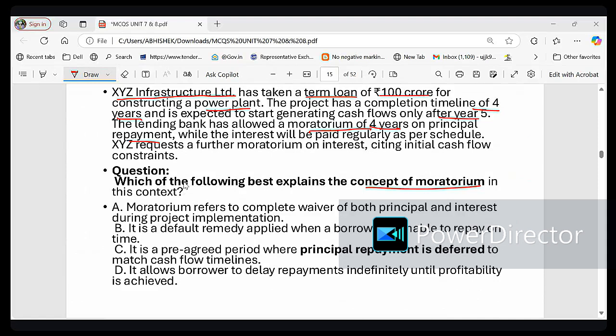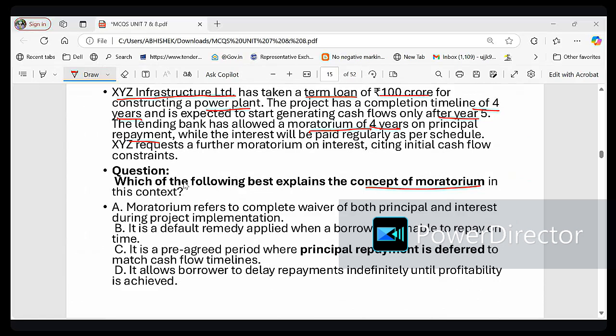You can think of it this way. Suppose you took a loan from your friend to open a restaurant. It will take 2 years to set up before you start earning. Would it make sense if your friend started asking for monthly repayment from day one? Obviously no. So you tell your friend, give me 2 years, let me build, let me earn, and then I will start repaying you. That 2 year break is called moratorium.